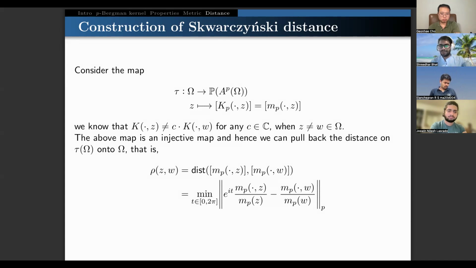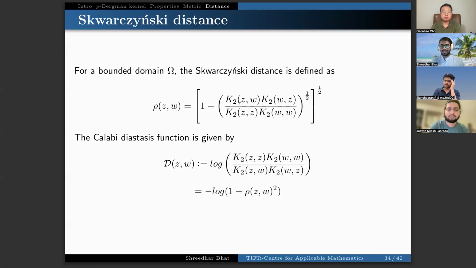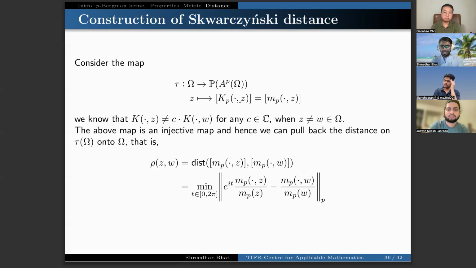So whenever Z is not equal to W, it won't be linear. So you can pull back this distance from here onto omega, and this will be a distance. In fact, when p equals 2, if you compute what this is, it will turn out to be that closed form expression that I showed earlier. This is in fact the same as this when p equals 2.